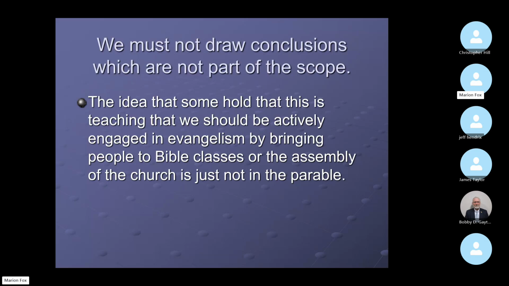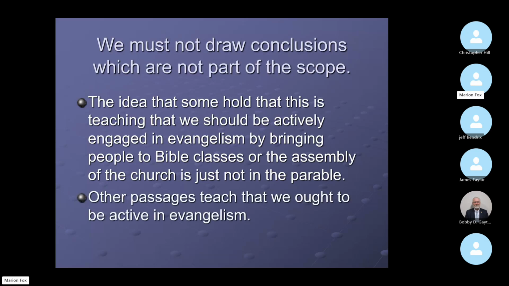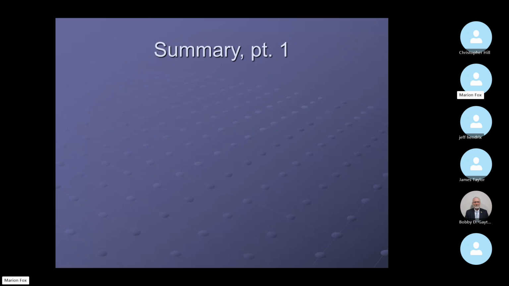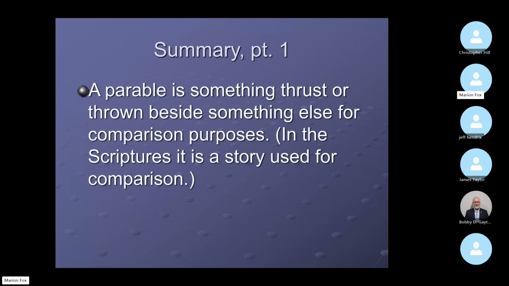Now, I believe in evangelism. I believe that we need to teach people. But we don't want to misapply a parable to get that doctrine out of it. Other passages teach we ought to be active in evangelism. You don't have to take that parable and misuse it. A parable is something thrust or thrown beside something else, for comparison purposes. In the scriptures, it's a story used for comparison.